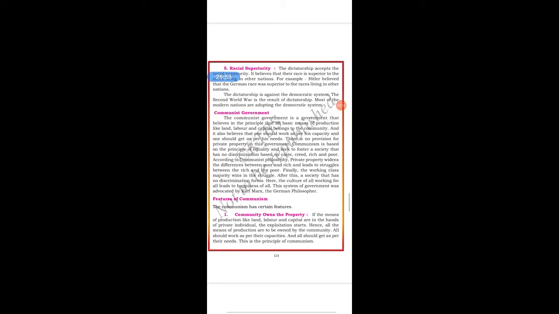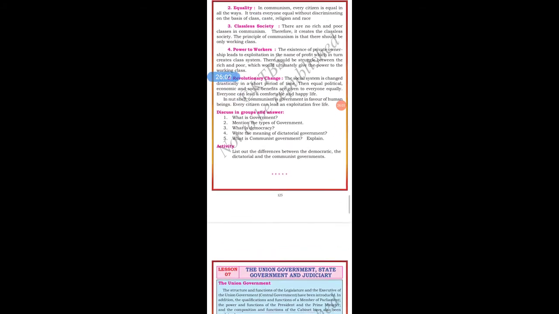Students, this was another important government. Next we have the communist government. This will be discussed and continued in the next chapter, students.